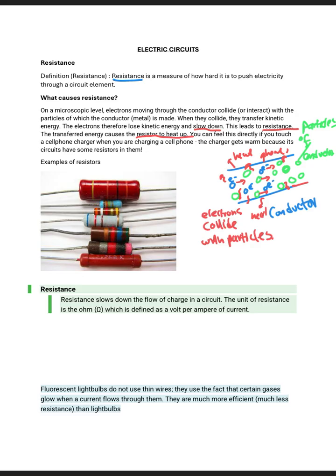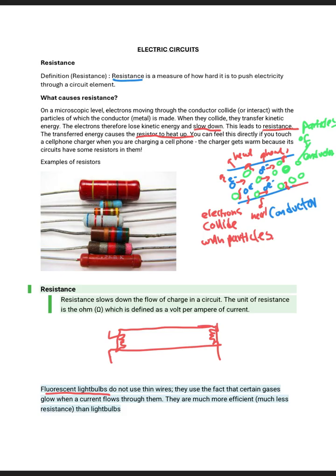And then we have fluorescent light bulbs. Fluorescent light bulbs do not use thin wires. They use the fact that certain gases glow when current flows through them. They are much more efficient, much less resistant than light bulbs. So fluorescent light bulbs take advantage of the fact that current can flow through some gases. For example, this light bulb which is fluorescent, right?